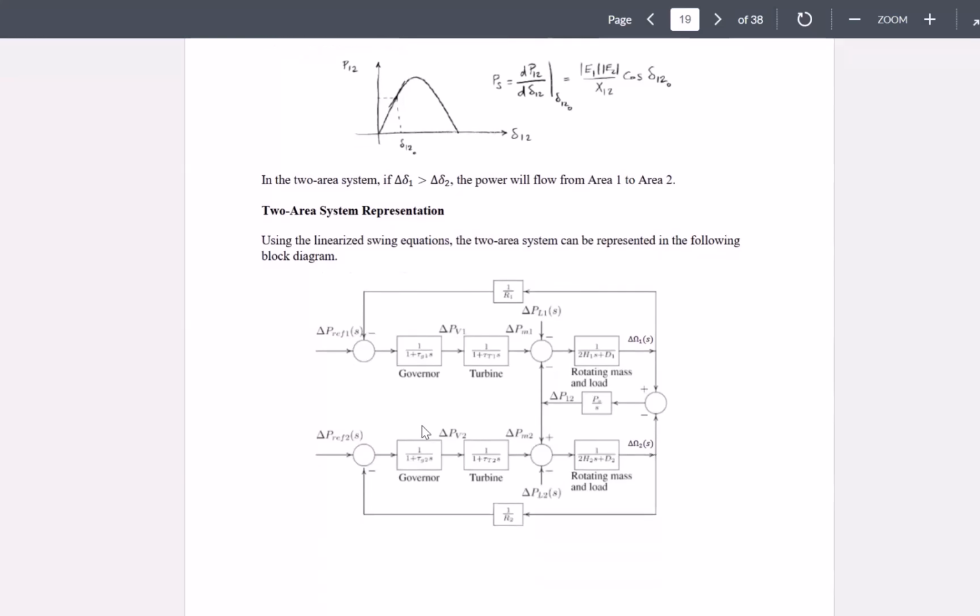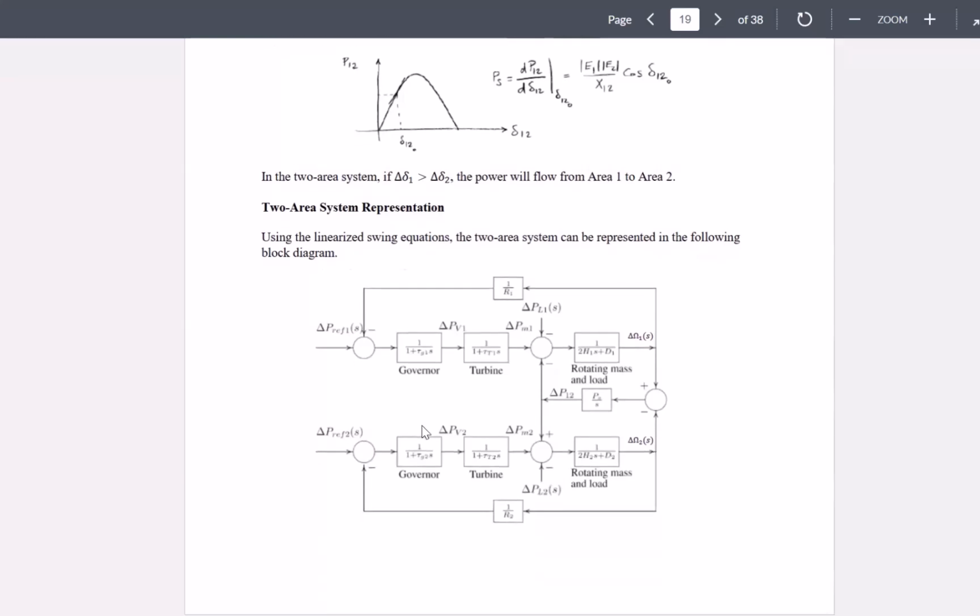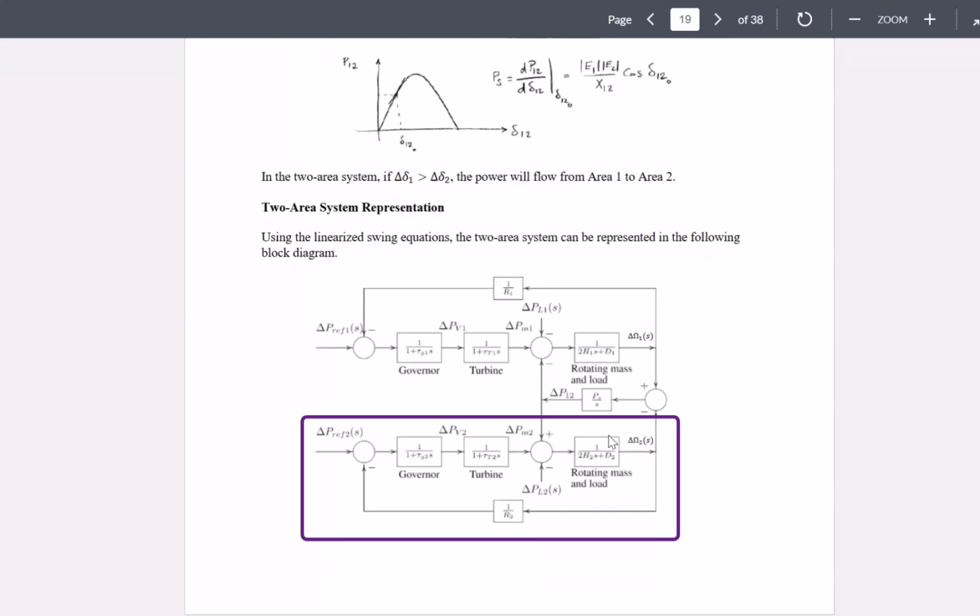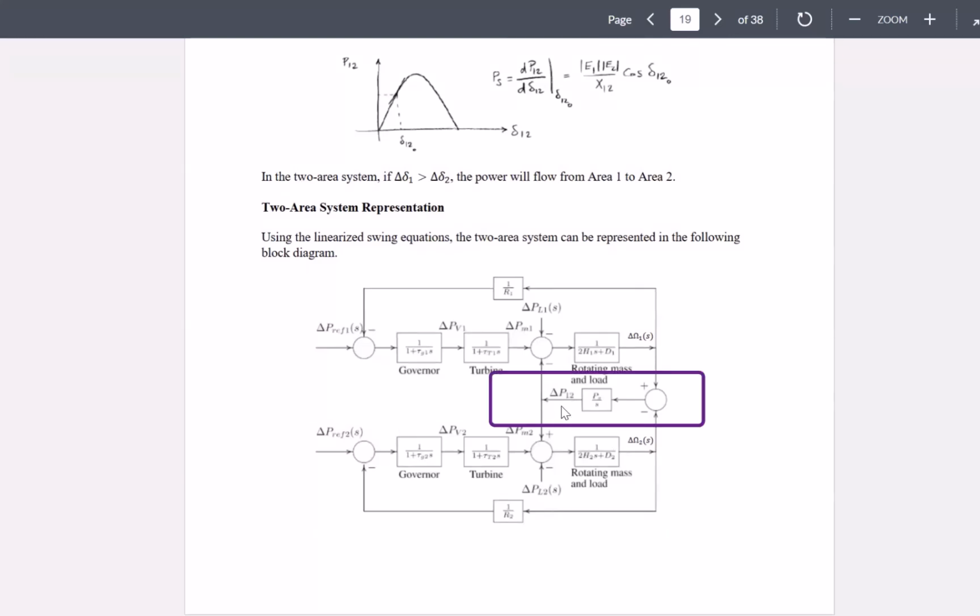Now, these two areas can be represented the same way that we came up with the block diagram of a single area, with two block diagrams, each belonging to one area, interconnected with one another through this Ps over S. So look at here. This is representing area number 1. This is representing area number 2. And delta P12 would be representing the changes of the transfer of power from one area to the other area through this representation.